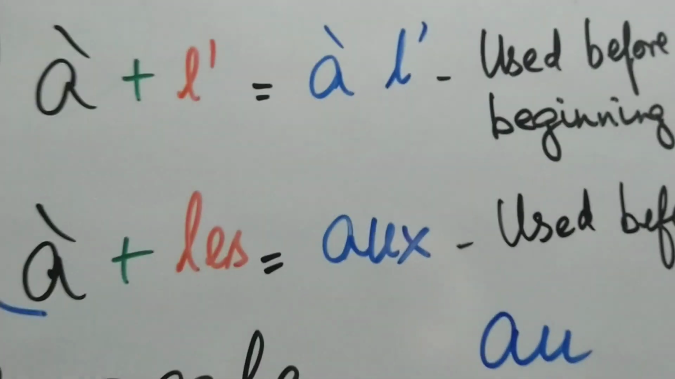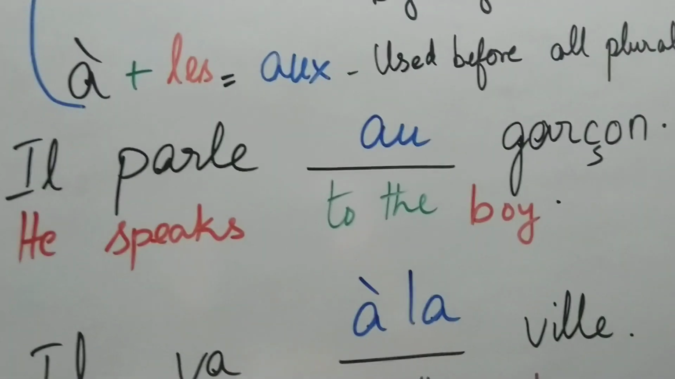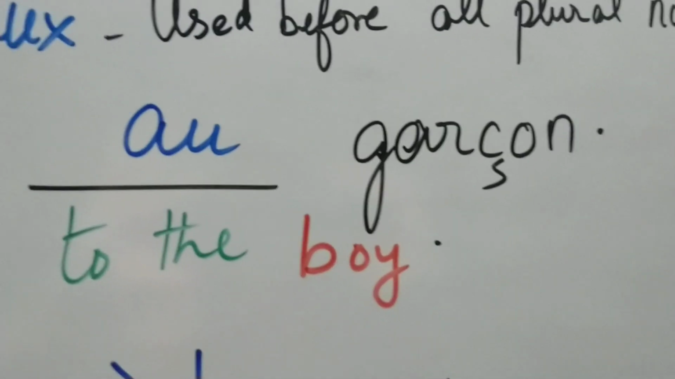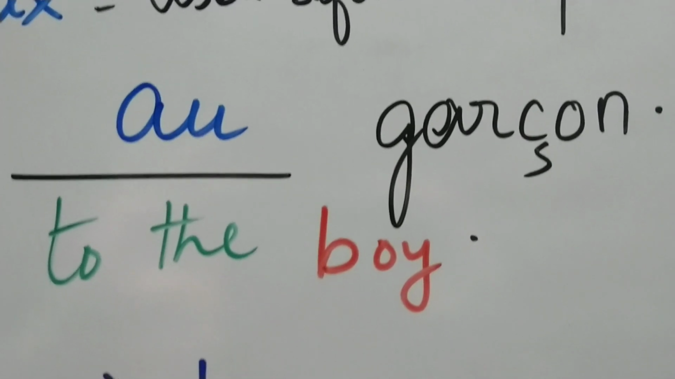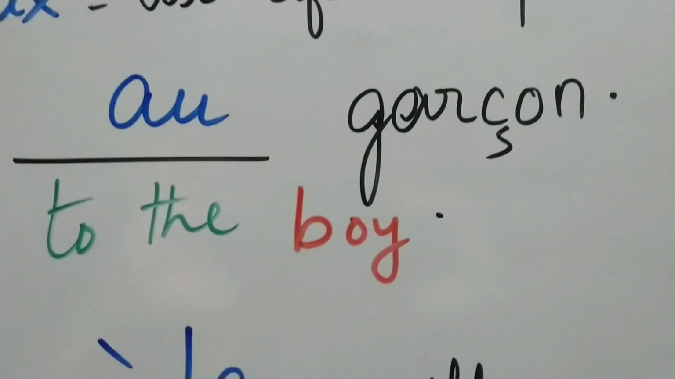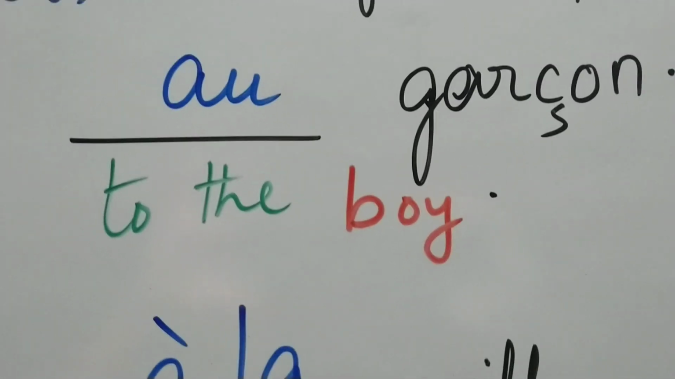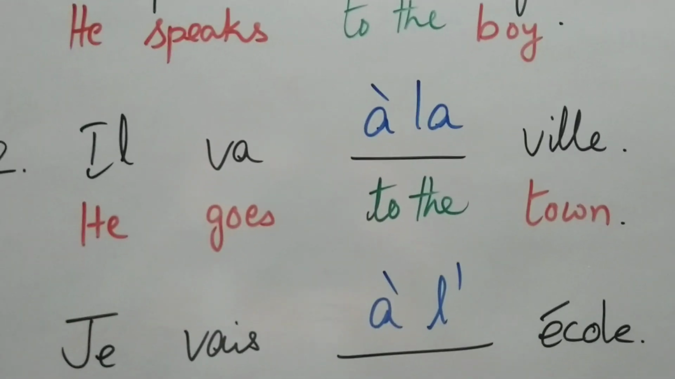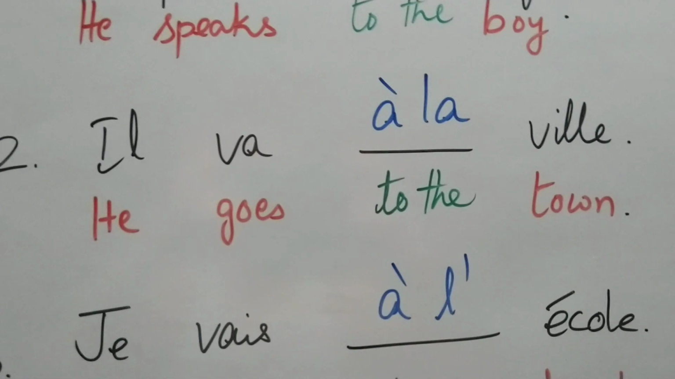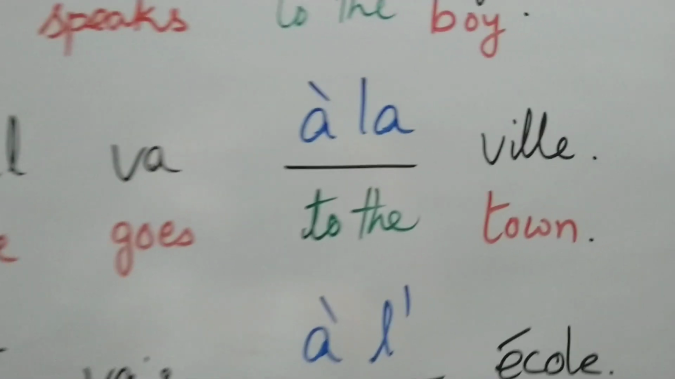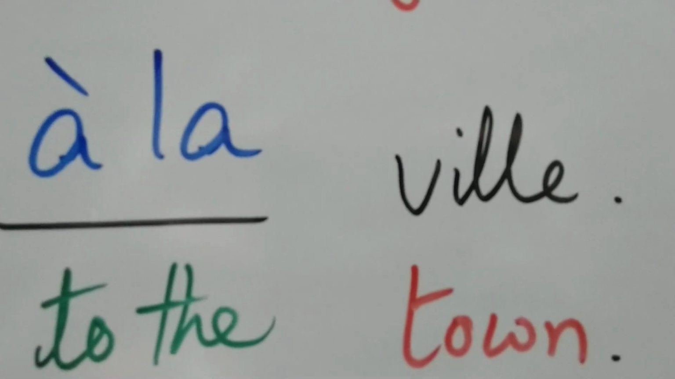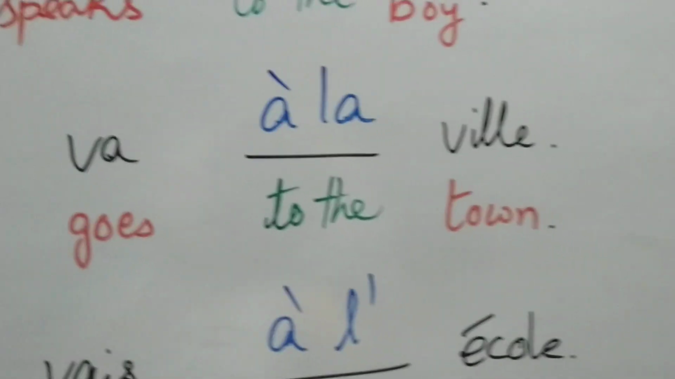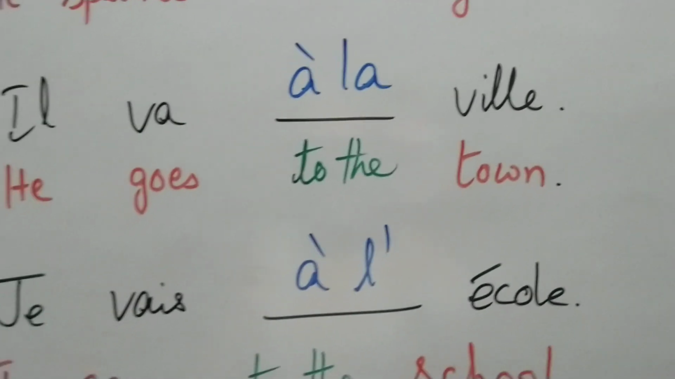Now let us look at a few examples. Il parle au garçon. He speaks to the boy. Now, au is used before garçon because garçon is masculine singular. In the second example, I have given you il va à la ville. He goes to the town or he goes to the city. À la is used before ville because ville is feminine singular. It ends with e. Therefore, à la is used before all feminine singular nouns.